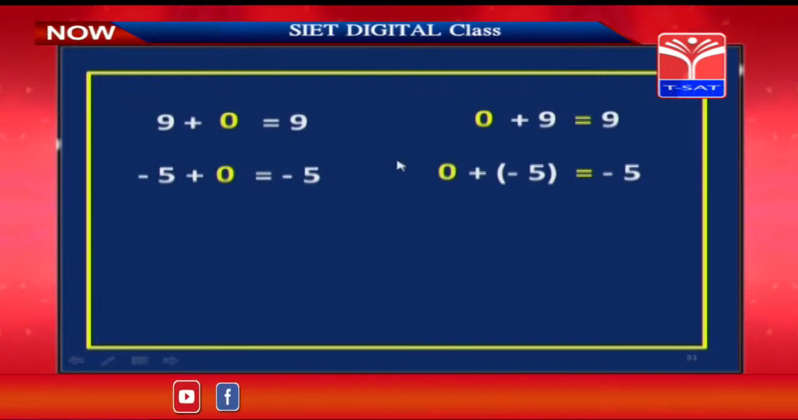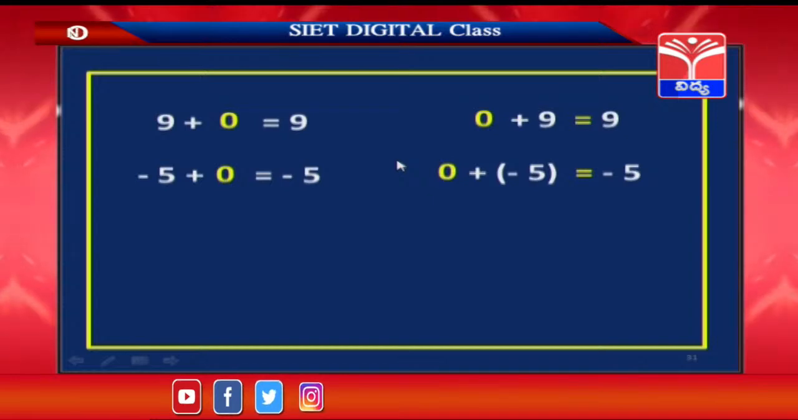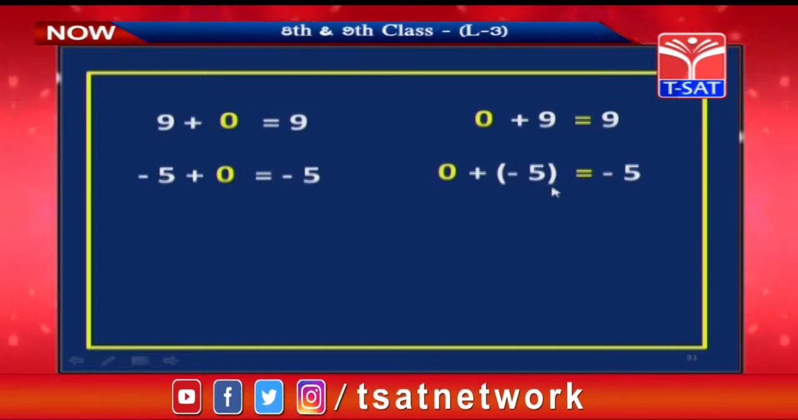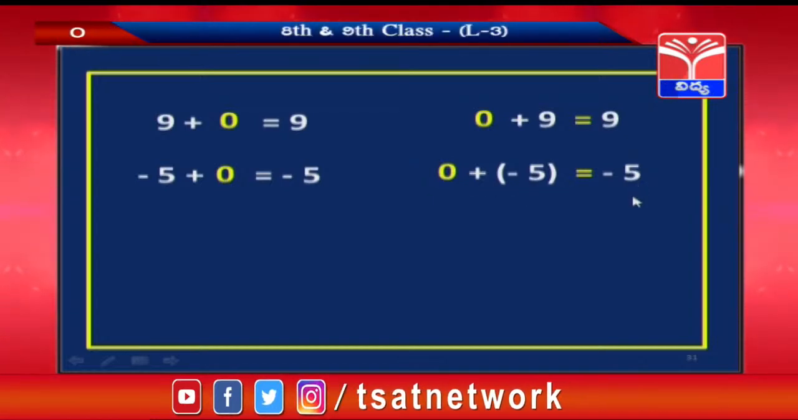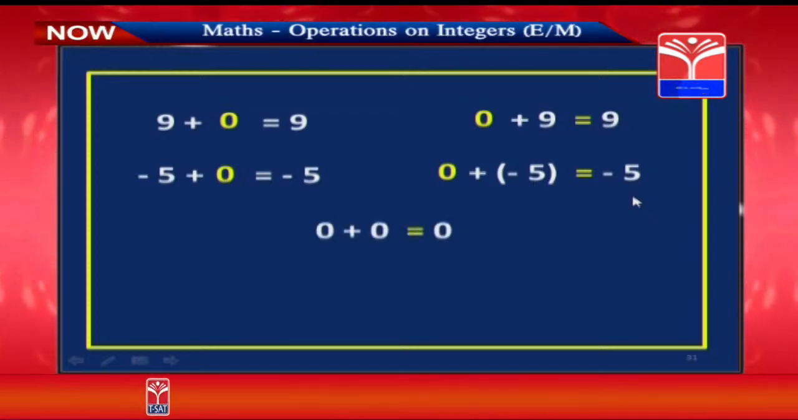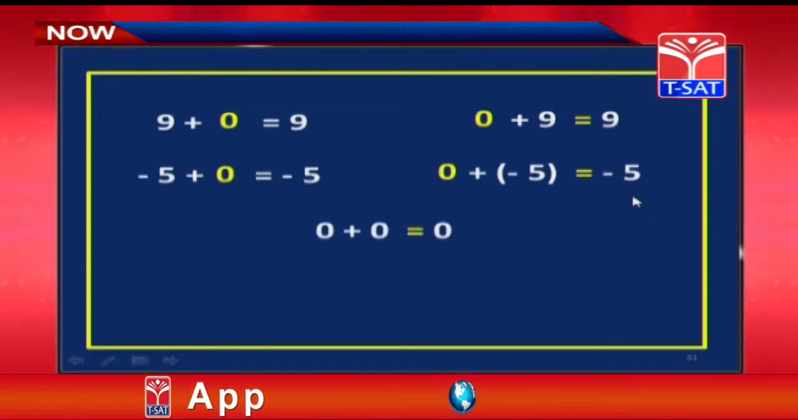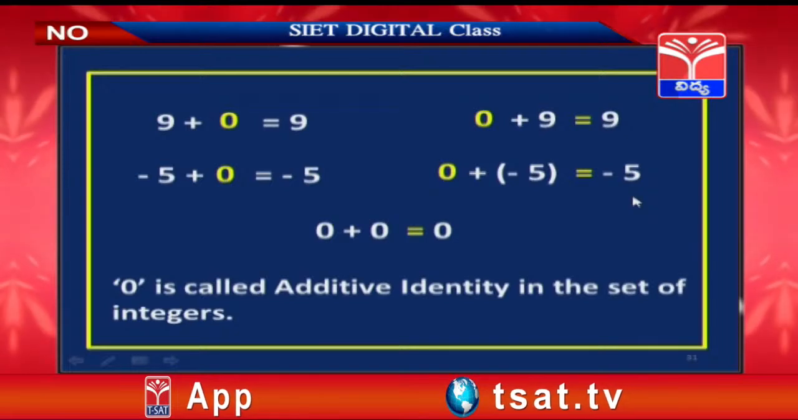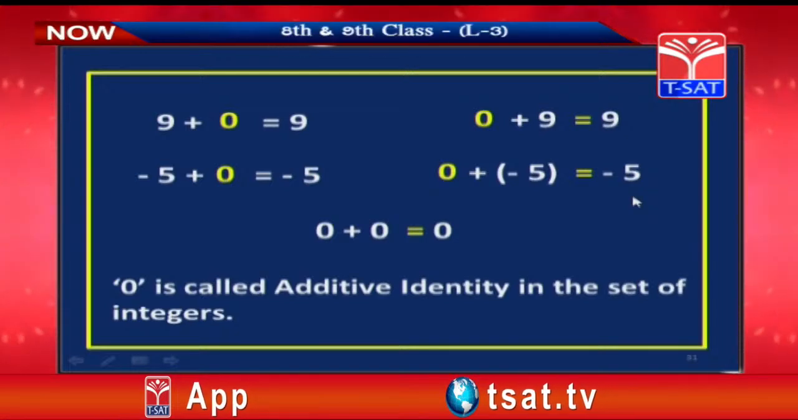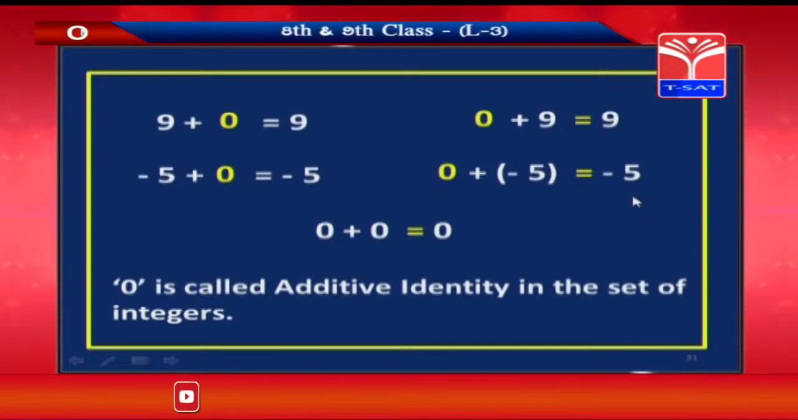You are right once again, children. It is again a 0. That means 0 plus minus 5 is equal to minus 5. Not only that, children, when I add 0 to 0, you will get back 0 only. So here 0 is called additive identity in the set of integers.